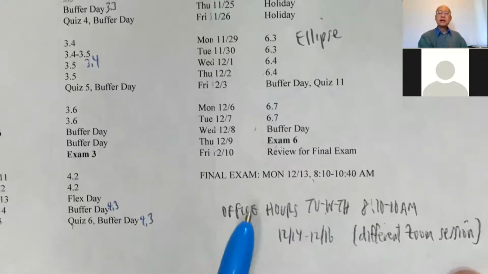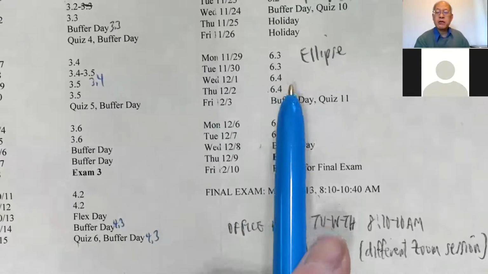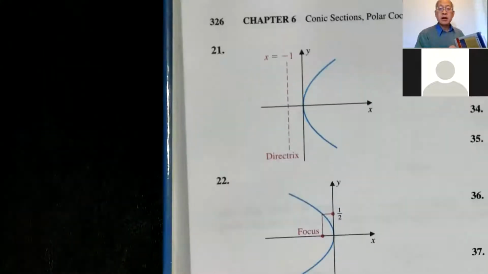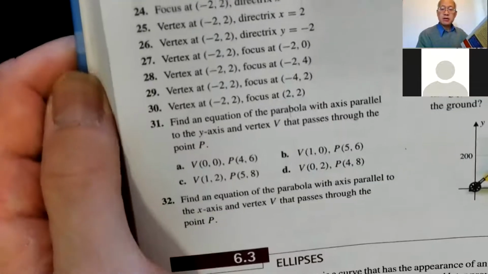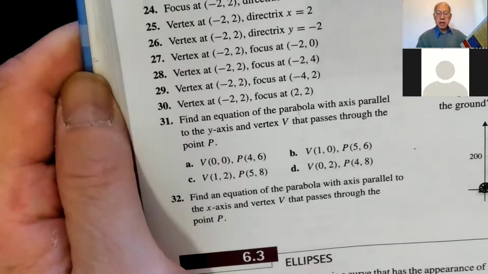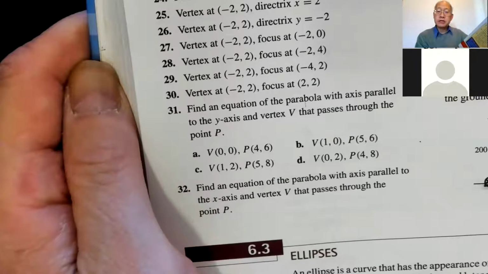Okay, so we're getting near the end, and I'll get going with the ellipse now. Before doing the ellipse, I do have some more parabolas to show you from way back in the parabola section, in particular pertaining to problem 31. Back in the parabola section, page 326, problem 31: find the equation of the parabola with axis parallel to the y-axis, and vertex passes through the point P.